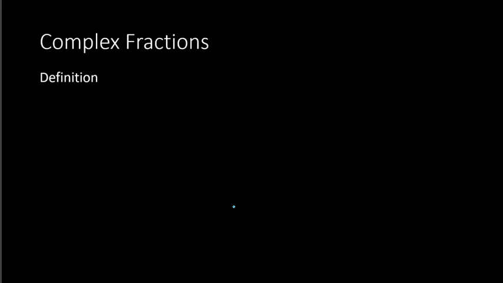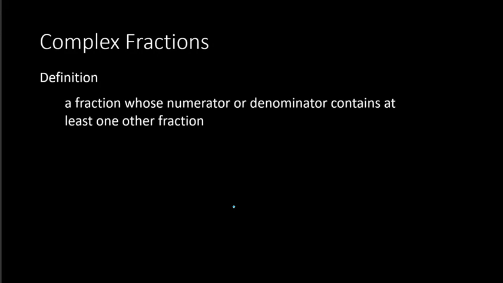Next, we're going to talk about complex fractions, which is kind of a combination of the addition and subtraction and also the division. So what this is is a fraction whose numerator or denominator contains at least one other fraction. So it's like a fraction inside of a fraction. All right, so to simplify complex fractions, we have two different methods. So we're going to show you both methods in English, and then we're going to demonstrate what that would look like.